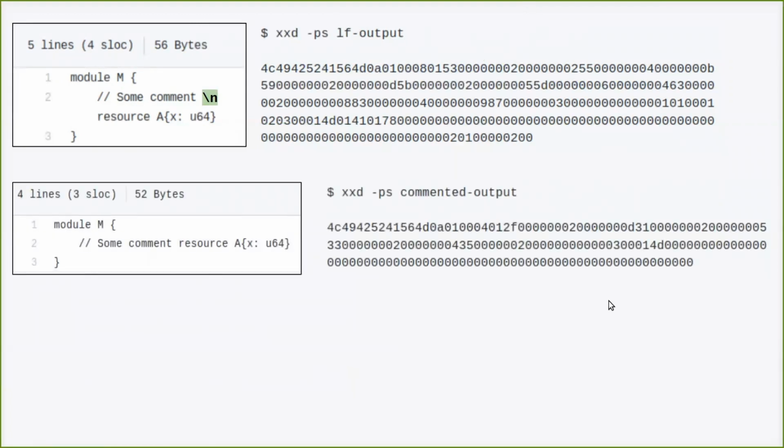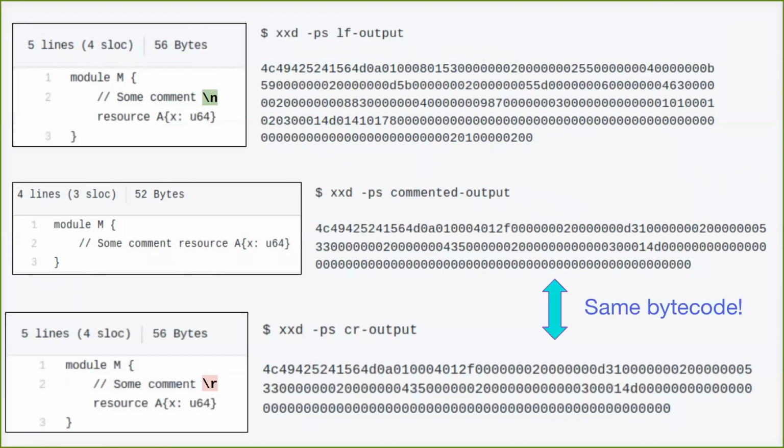For the sake of comparison, we need to know which is the bytecode produced for a module that doesn't have any resource declaration, and this is the bytecode produced. Afterwards, what we did is, instead of having a \n, let's try the same module, but with a \r and see what happens. And surprisingly, we found out that the bytecode produced for the last case is the exact same bytecode that was produced for the case of a module without a resource declaration.